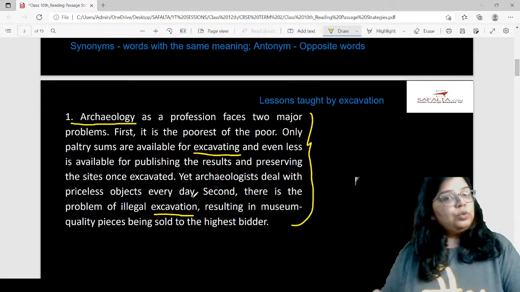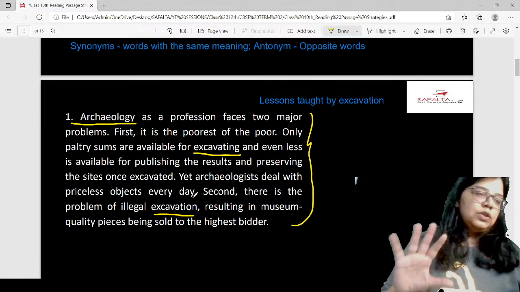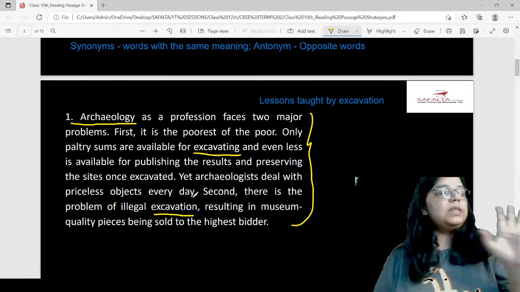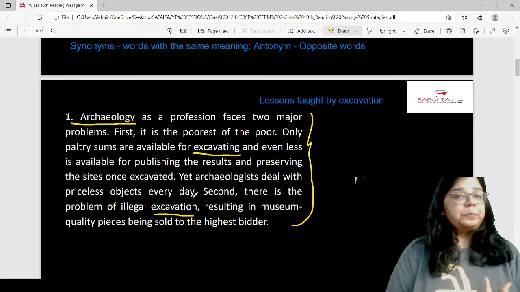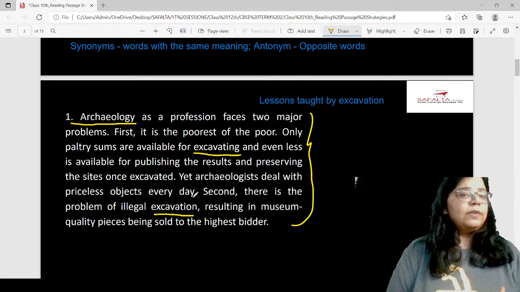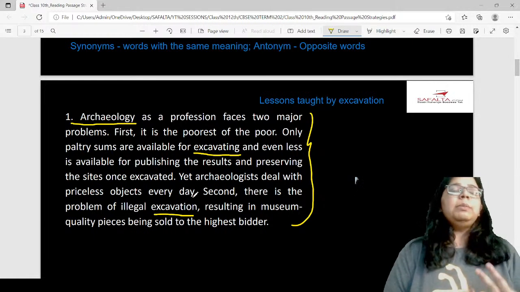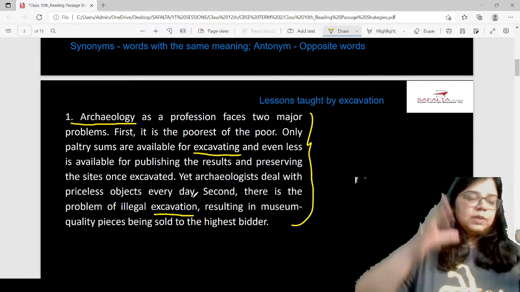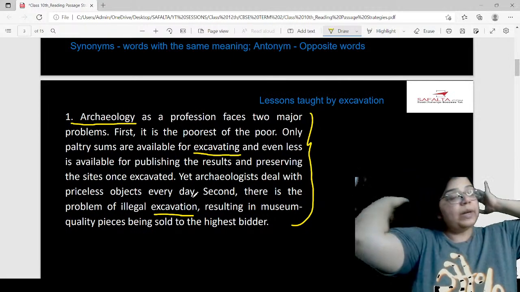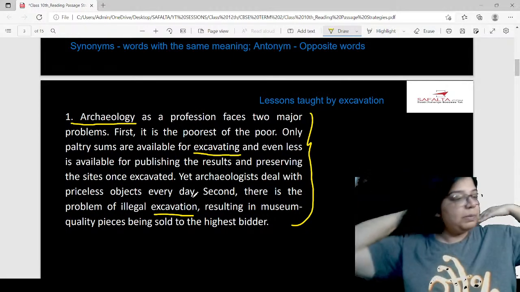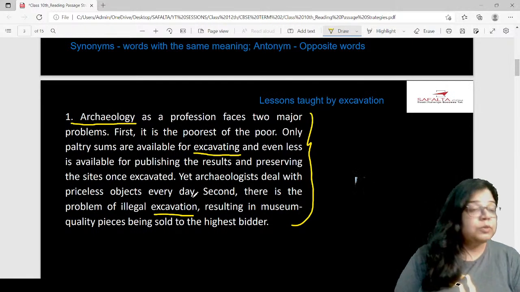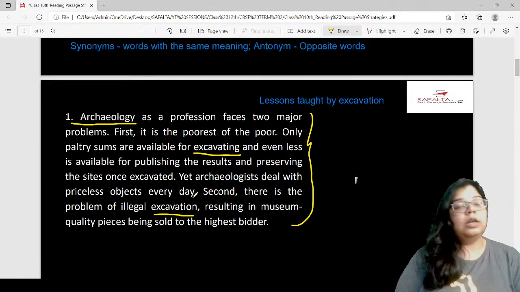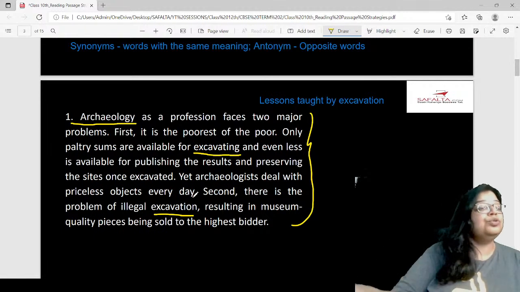And if you go through the rest of the paragraph, you will eventually come to these 2 conclusions. That first, illegal excavation should be stopped. And second, we must be passionate about our profession, right? We must be able to pursue it. Even when we are not being paid, at times you may not be paid a lot of money, but we should still continue to do it.